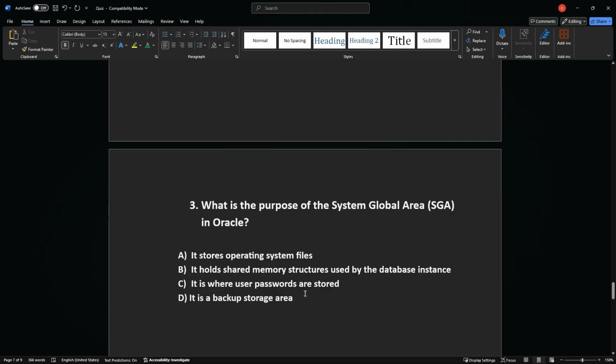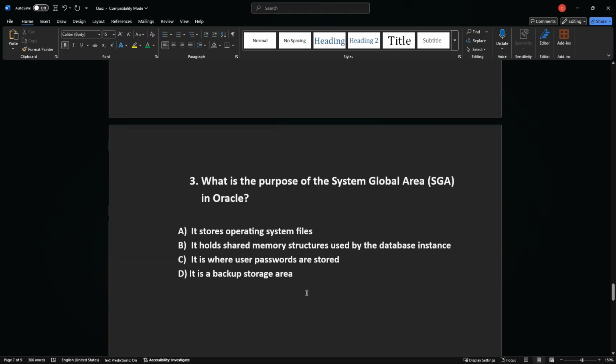Okay, let's go to the next question. What is the purpose of system global area in Oracle? Option A, it stores operating system files. Option B, it holds shared memory structure used by the database instance. Option C, it is where user passwords are stored. And option D, it is backup storage area. Option B. Just now we discussed, right? It is a shared memory structure used by the database instance.